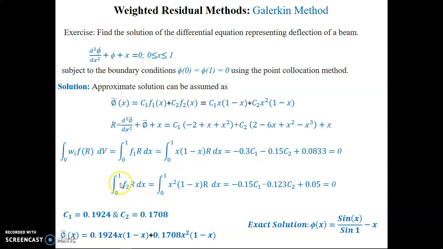Now the solution domain will remain the same, but we will switch the function, meaning we will use f2(x), that is x square into 1 minus x. Then we will multiply it with the residue, perform the integration, and finally equate it to 0. So we have these two equations. Again we will solve them simultaneously, and we will get C1 and C2.